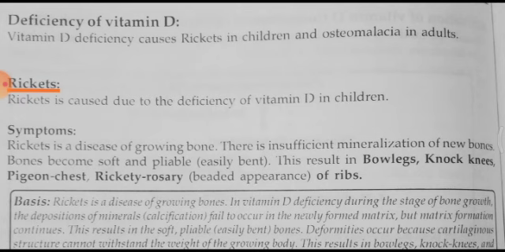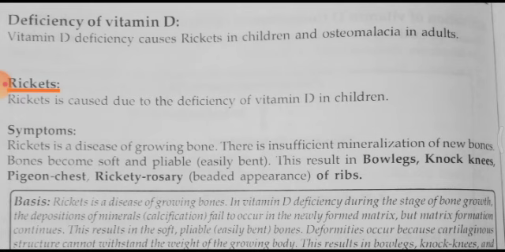Symptoms: rickets is a disease of growing bone. Growing bones means in infants and children. You can see there is insufficient mineralization of new bones. New bones are not going to get mineralized properly. Bones become soft and pliable, that means easy to bend. So softer bones are very susceptible to breaking, bending or fracture. This results in bow legs, knock knee joints, pigeon chest, and rickety rosary of ribs.